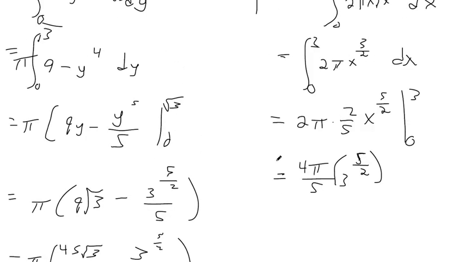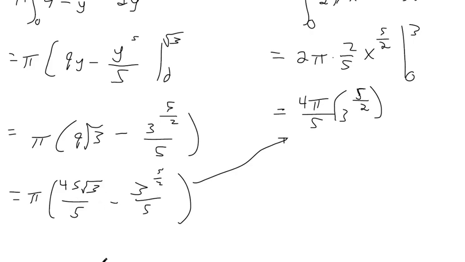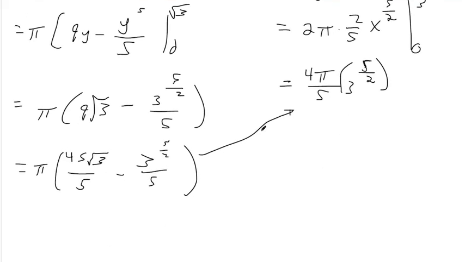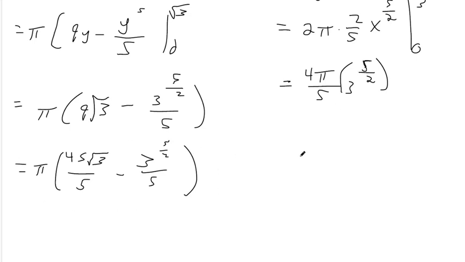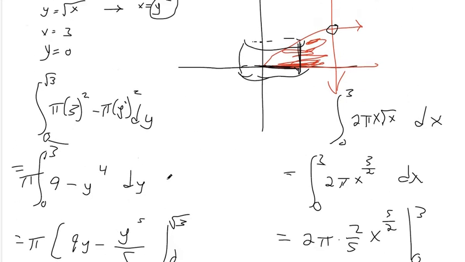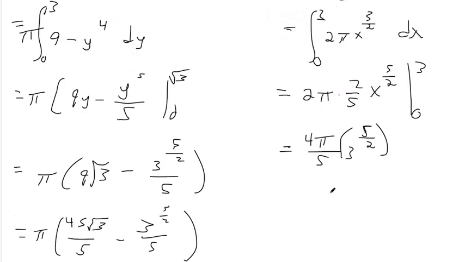So it depends on which method you're more comfortable with. Both these answers are the same. This is the part where I just froze on the algebra. We can rewrite this to turn into this. Here, maybe I'll do that at the end of the video. Let's just answer the question with the easier form. It says find the value of a when the answer is a times pi over b. So if I rewrite a little bit more, that's 4 times 3 to the 5 halves pi over b. So this is our a.